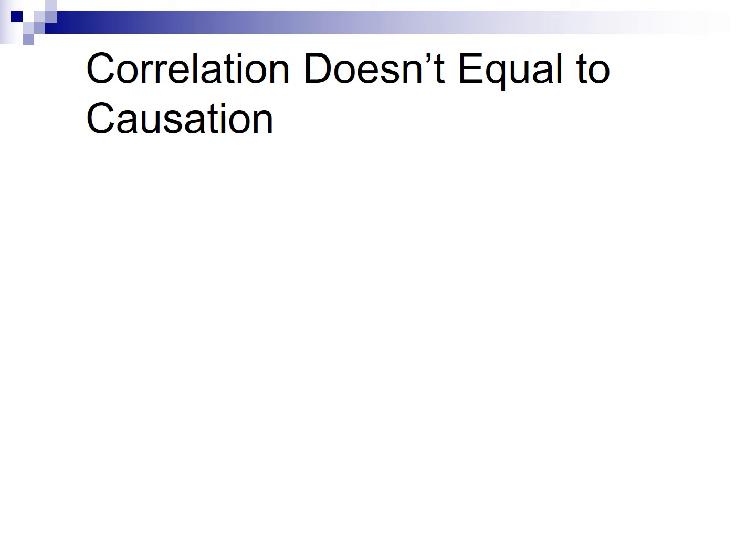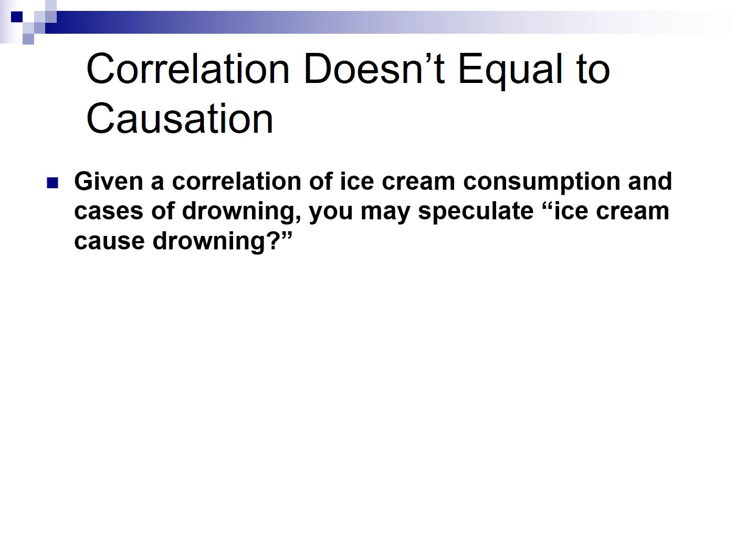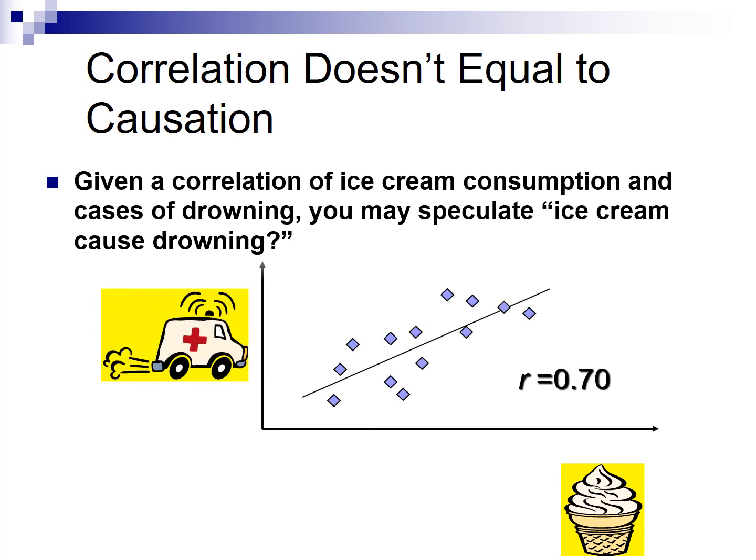Finally, I want to remind you that if two variables are highly correlated, it does not mean that x causes y. Therefore, a relationship or a correlation does not equal causation. Here is an example. Given a correlation of ice cream consumption and drowning, you may speculate that ice cream caused drowning. In fact, data showed that ice cream consumption is highly correlated with the number of drownings. R is as high as 0.70.